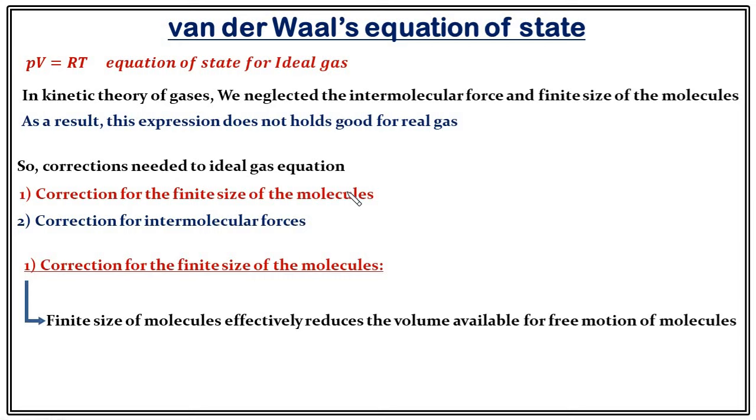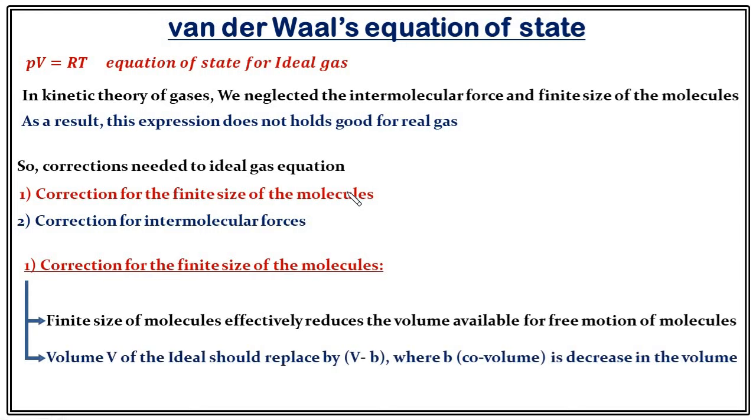How can we understand it? Suppose you neglect the finite size of the molecule. In that scenario, the whole volume of the container is available for the molecules to move freely. But as soon as you consider the finite size, that volume is reduced by some amount. So the finite size of molecule effectively reduces the volume available for the free motion of the molecules. How can we incorporate this in the equation? We just need to replace the volume V of the ideal gas equation by V minus b. Here b is the decrease in the volume and this is also called the co-volume. In the later part of this video, we will try to find the expression for this b.